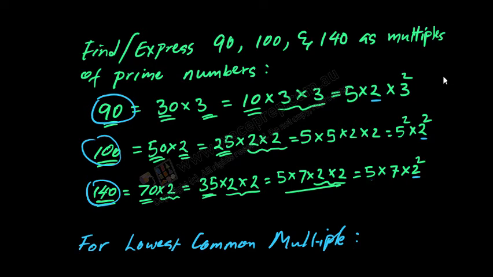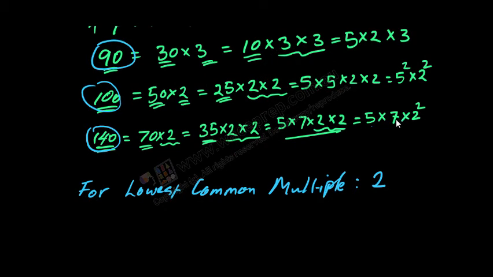But there's one more thing we need to take into account, and that is we have 2 and we have 2 squared. Our lowest common multiple will only be the lowest of these values, which is, in this case, just the 2. So our lowest common multiple is 2, and that's how we find the lowest common multiple.